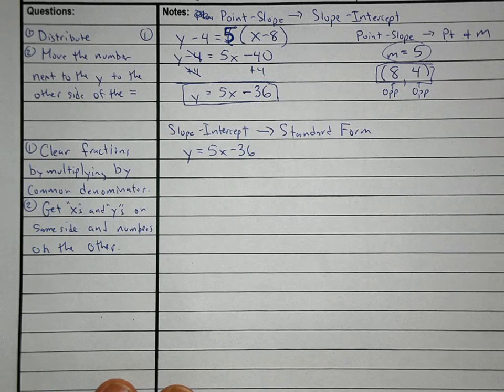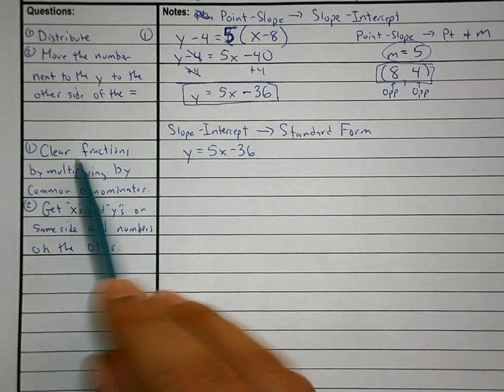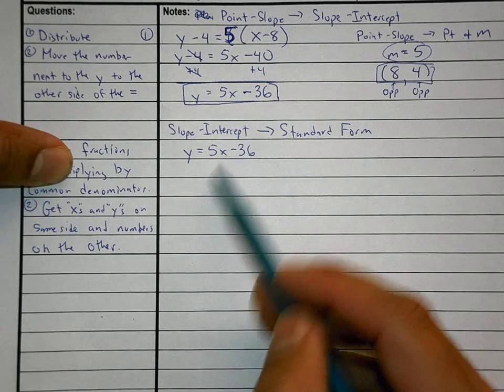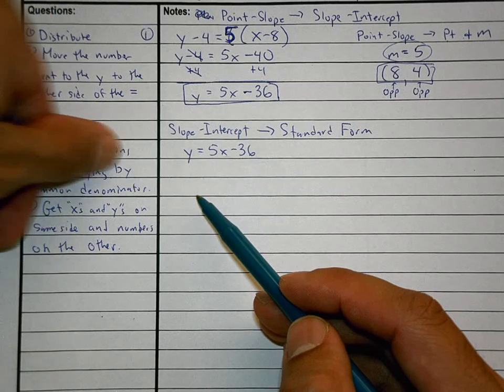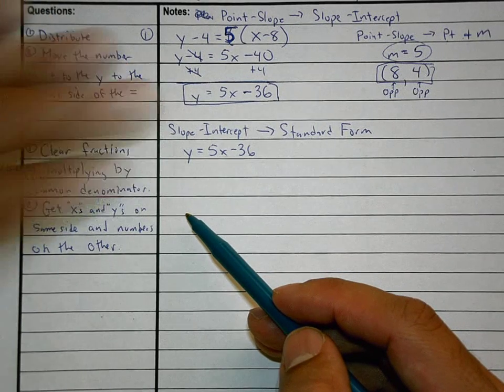So let's read step 1. If I have slope-intercept form, I'm going into standard form. Are there any fractions here that I need to get rid of? I don't see any. If there are no fractions, guess what? You've done step 1. You don't have to do step 1 if there's none. So I'm ignoring step 1.